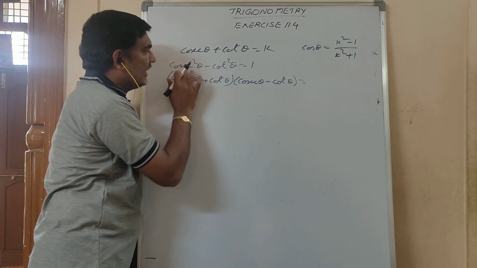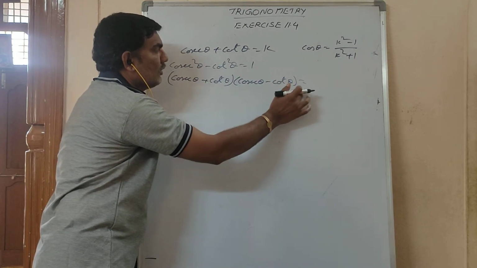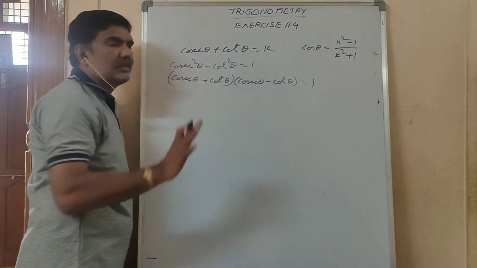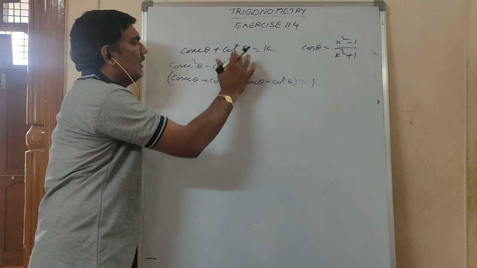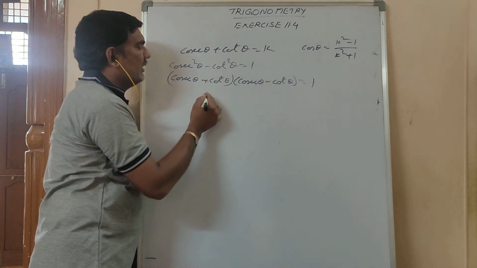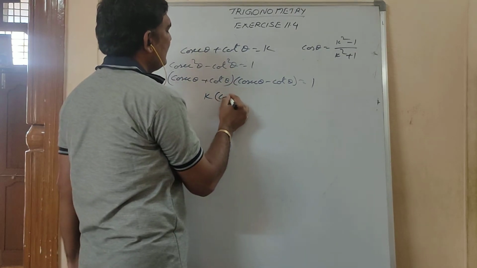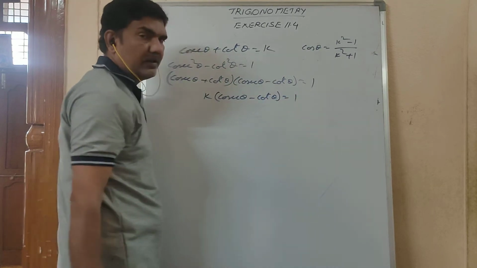Here I have written a square minus b square in the form of (a plus b) into (a minus b). This identity I took, that's it. Now in the question, in place of cosecant theta plus cot theta, what can I write? k. So inside these brackets you can write k into what remains, cosecant theta minus cot theta, is equal to 1.